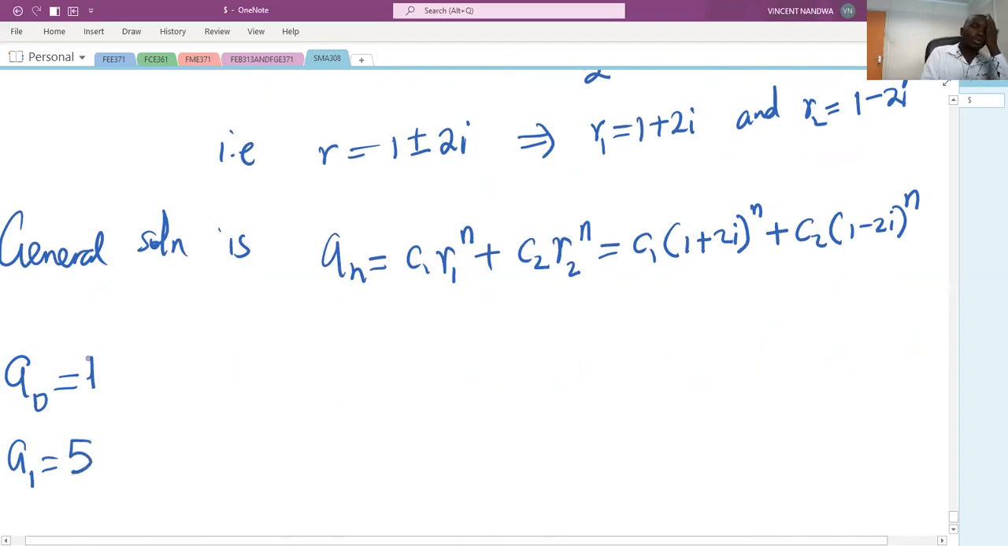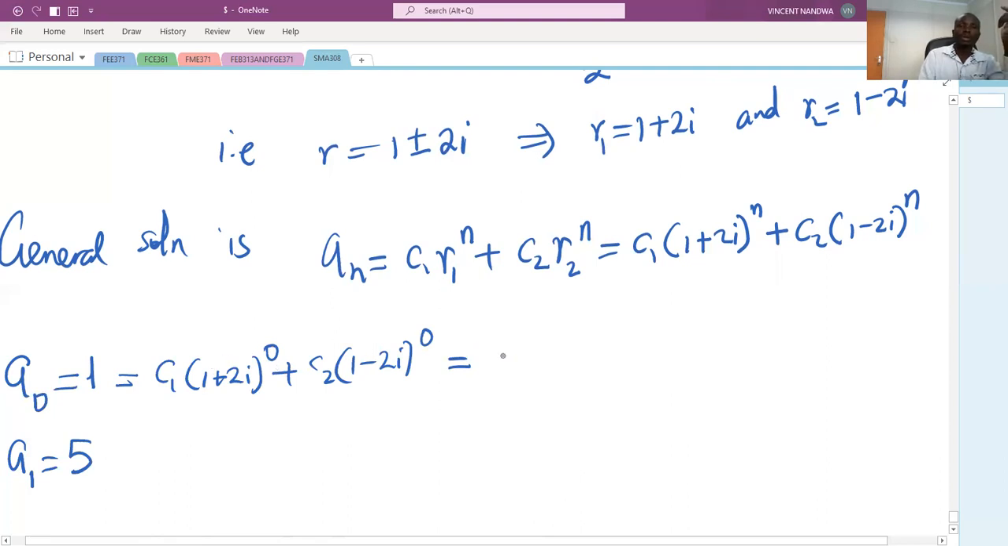So what we do, we replace 0 for n in this equation. So we'll have C1 (1 plus 2i) power 0 plus C2 into (1 minus 2i) power 0. And you see, any number raised to 0 apart from 0 itself is 1. So this is 1, this also 1. So this implies C1 plus C2 is 1. Call this one equation 3.